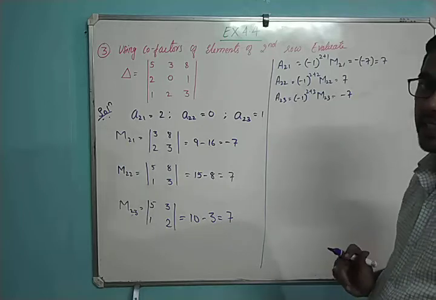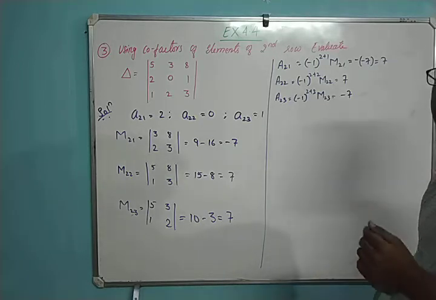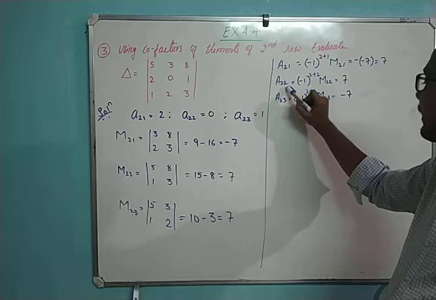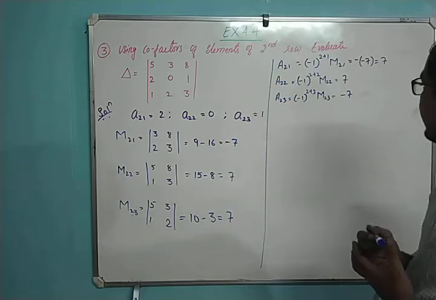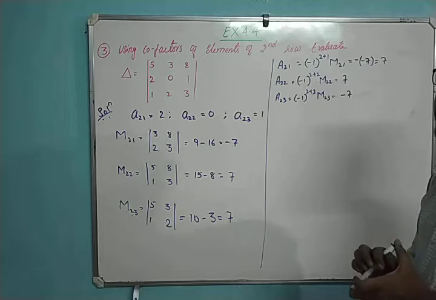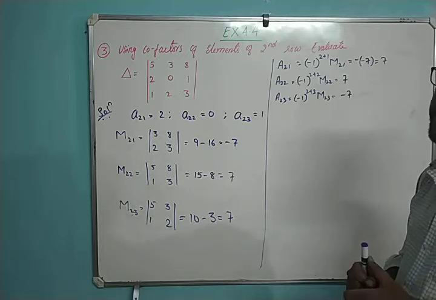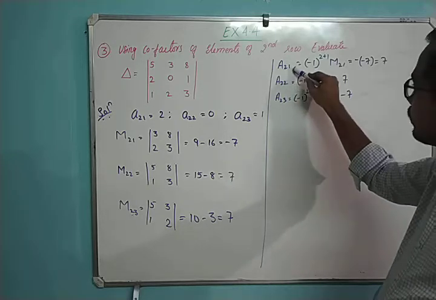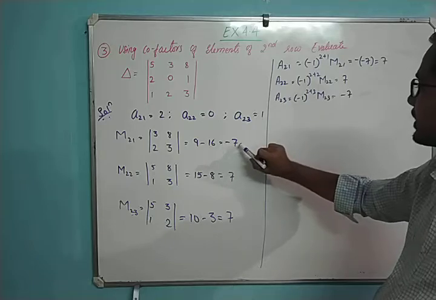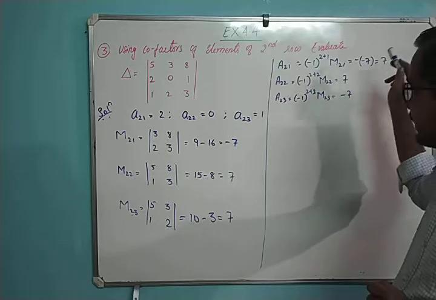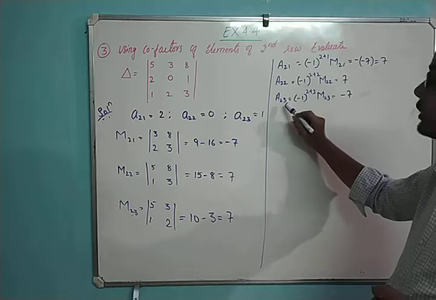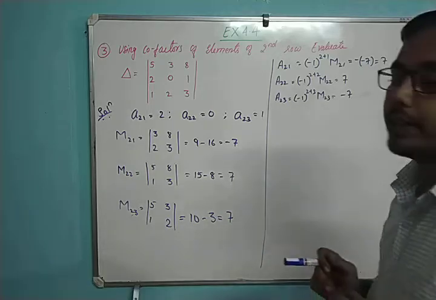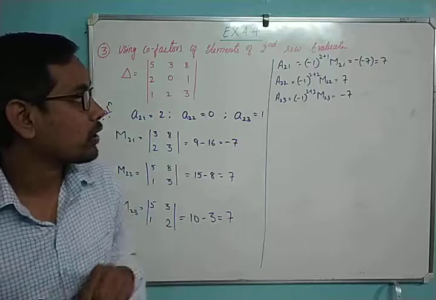Once again, friends, last class I said that if i plus j is even, then Mij will be equal to its cofactor Aij. See, 2 plus 2 is even, so here also 7. If it is odd, then Aij will be equal to minus Mij. So 2 plus 1 is odd, so A21 should be the negative of M21. M21 is minus 7, so the negative of M21 will be plus 7. Similarly, 2 plus 3 is 5, which is odd, so A23 should be the negative of M23. M23 is 7, so A23 is minus 7. This is how we should cross verify.